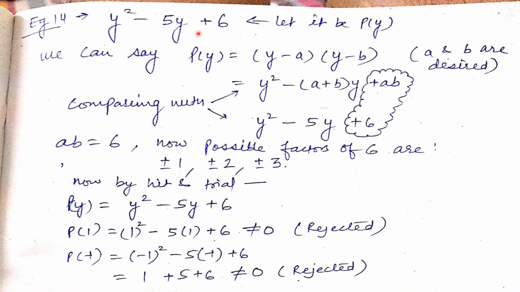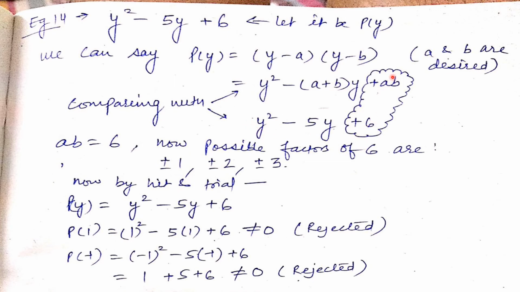y square minus 5y plus 6. Same way, this time I name it as p(y). We can say p(y) in factor form will look like this: (y minus a)(y minus b). If I open it, it becomes y square minus (a plus b)y plus ab. Again the constant part. So we have to compare this expanded form with our question. You can observe in our question the coefficient of the maximum power variable is 1. So nothing to be taken common this time. We are straight away starting now.